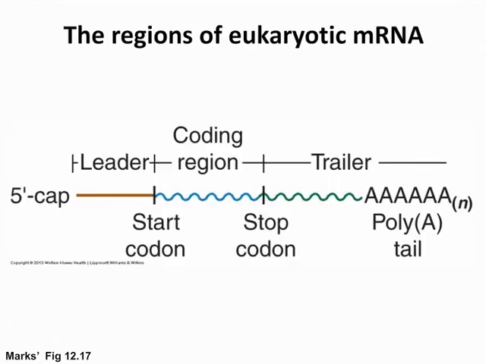So this is just a picture of eukaryotic mRNA. It has a 5' cap, a poly A tail. It's got start regions and stop regions, and you're going to learn more about this later, so not too much to focus on right now.